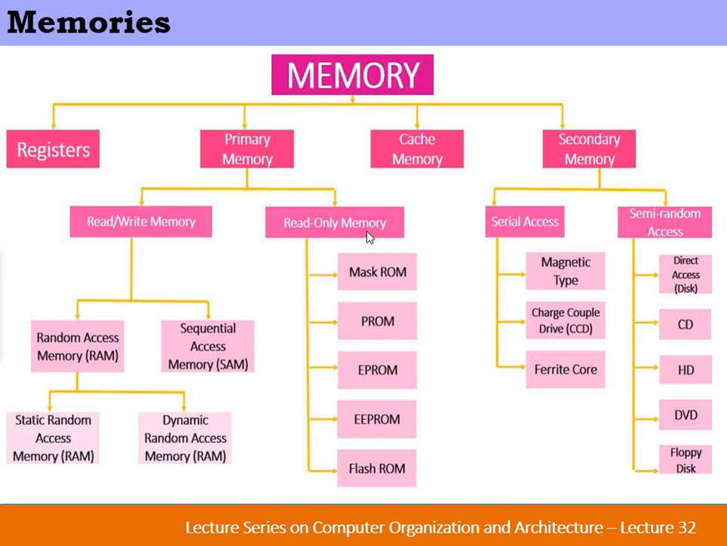When we look at read-only memories, we have different types like PROM, EPROM, EEPROM, as well as flash ROM. Coming to secondary storage devices, we have magnetic disk, CD, DVD, and floppy disk. These are the different types of memories that are available, and they can be used based upon the applications.